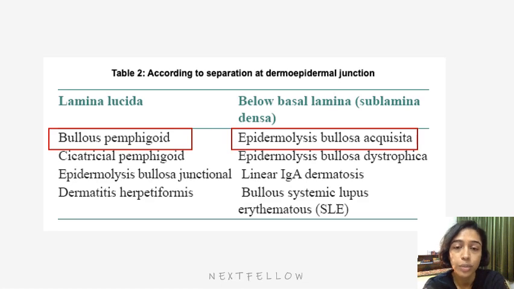Coming lower down to the dermo-epidermal junction, blister can form at the level of lamina lucida or the sublamina densa. You just need to know the common diseases, that is bullous pemphigoid, which is a subepidermal split, and another rare variant of it is cicatricial pemphigoid or scarring pemphigoid, and epidermolysis bullosa acquisita, which is also a subepidermal blister. A subepidermal blister is always tense, and an intraepidermal blister would usually be flaccid.